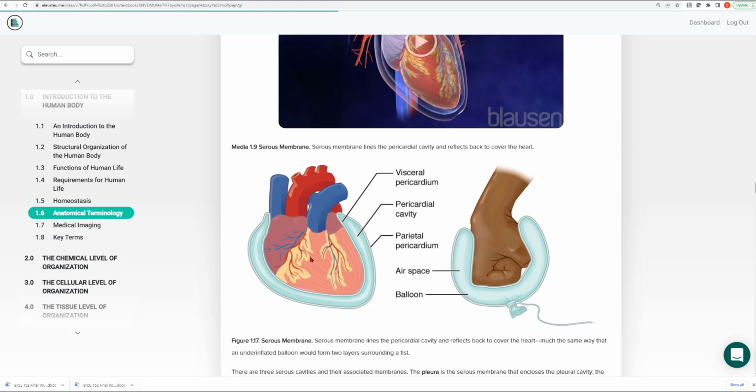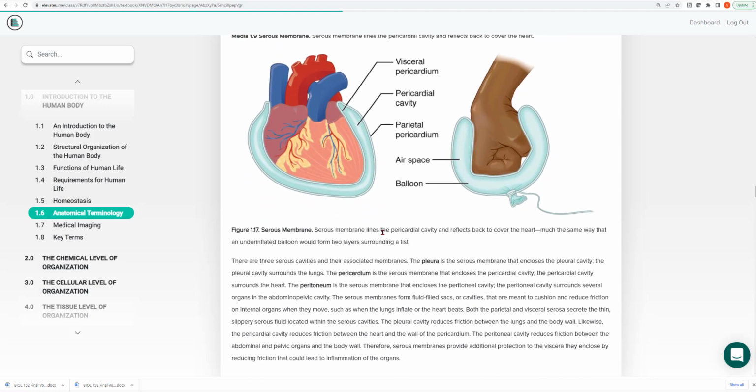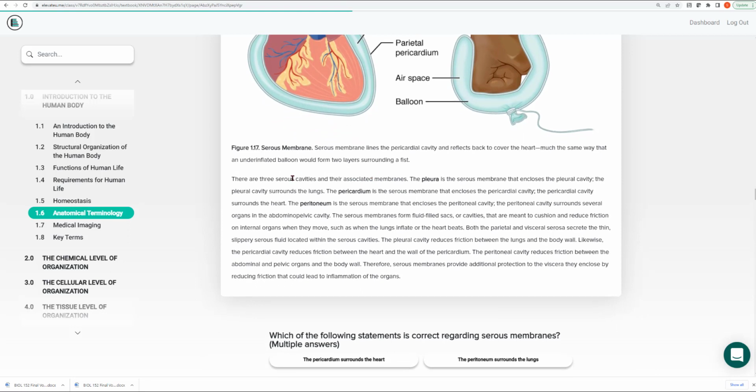That's the example for the heart. Around the lungs, there is a similar serous membrane. It is called the pleura. It's the same idea. It surrounds the lungs. And then around your abdominal organs, think your stomach and your intestines, you have the peritoneum. So these are all 3 terms that start with the letter P. The pericardium, the pleura, and the peritoneum.